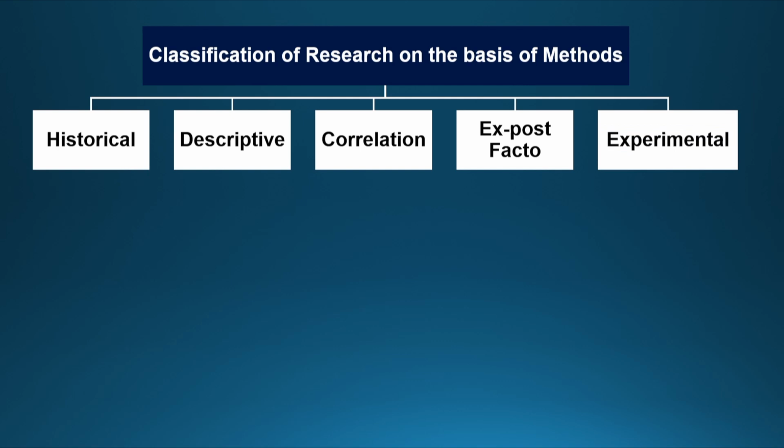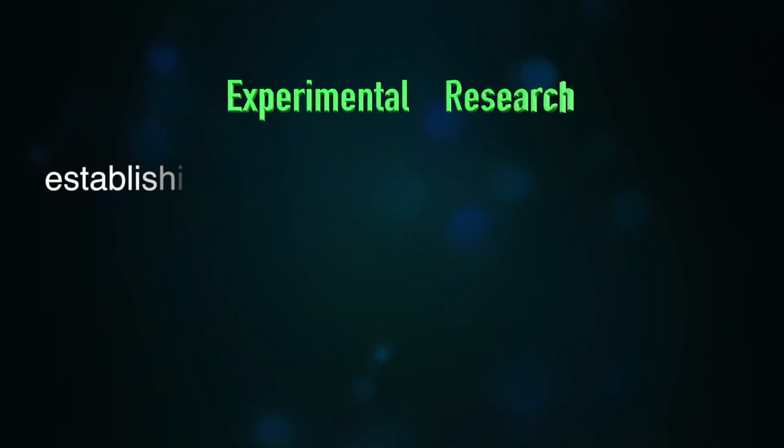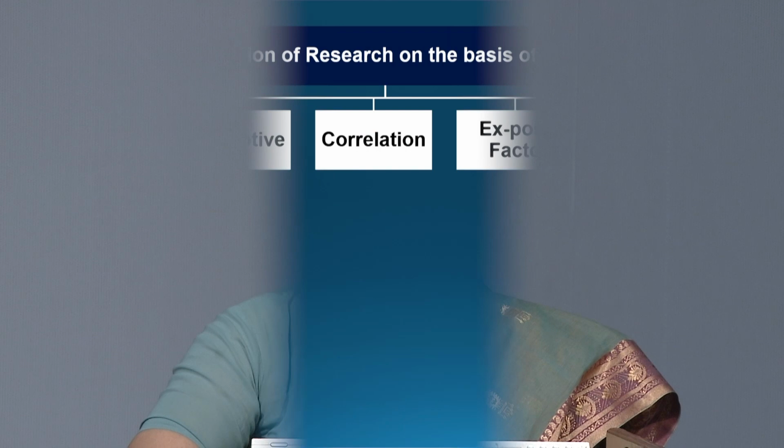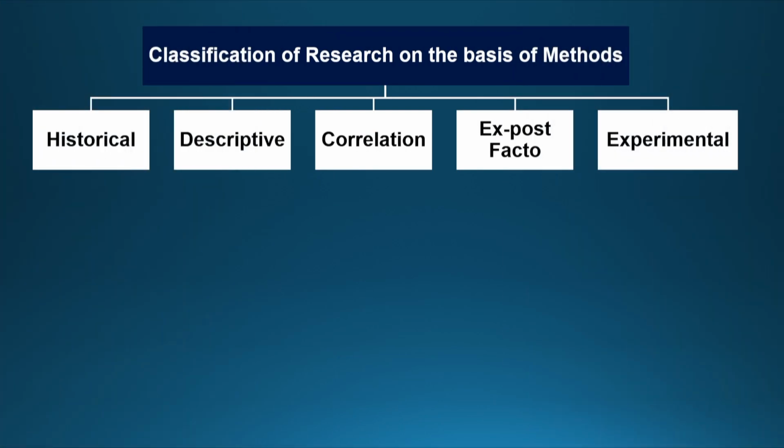Experimental research, on the other hand, deals with establishing true cause and effect relationships. And when I say true cause and effect, the teacher may be interested in finding out the effect of computer assisted instruction on the achievement in physics of first year students. So here the researcher is manipulating one variable and trying to see its effect on the other, that is the dependent variable.